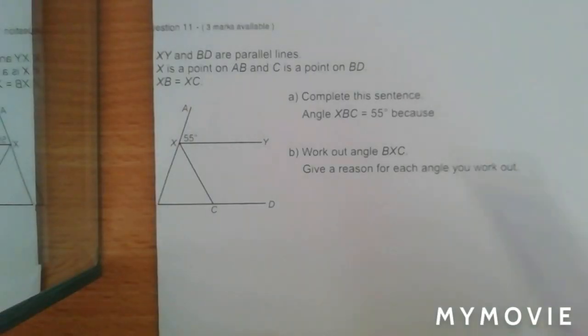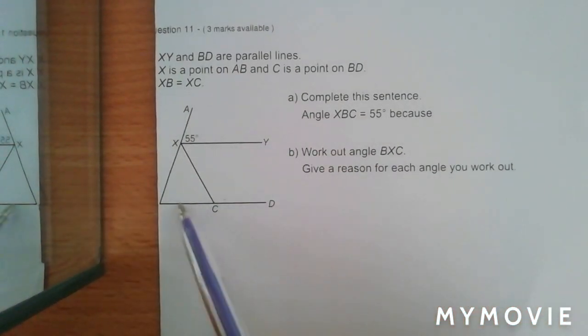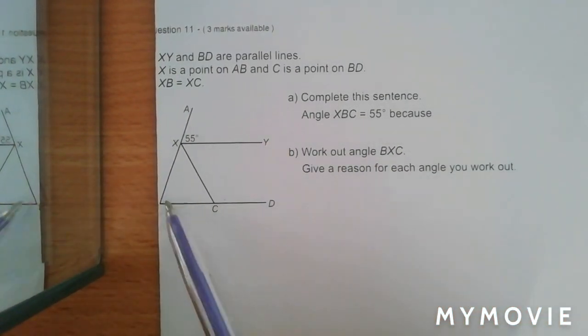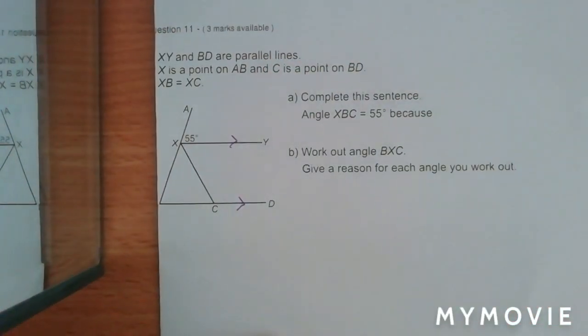Question 11. XY and BD are parallel lines. So XY and BD, can't see the B there, but it is in the corner. They are parallel lines, so I'm going to put those arrows on. In an exam, there would be those arrows there, but it does state it in the question, so we can put those on there.